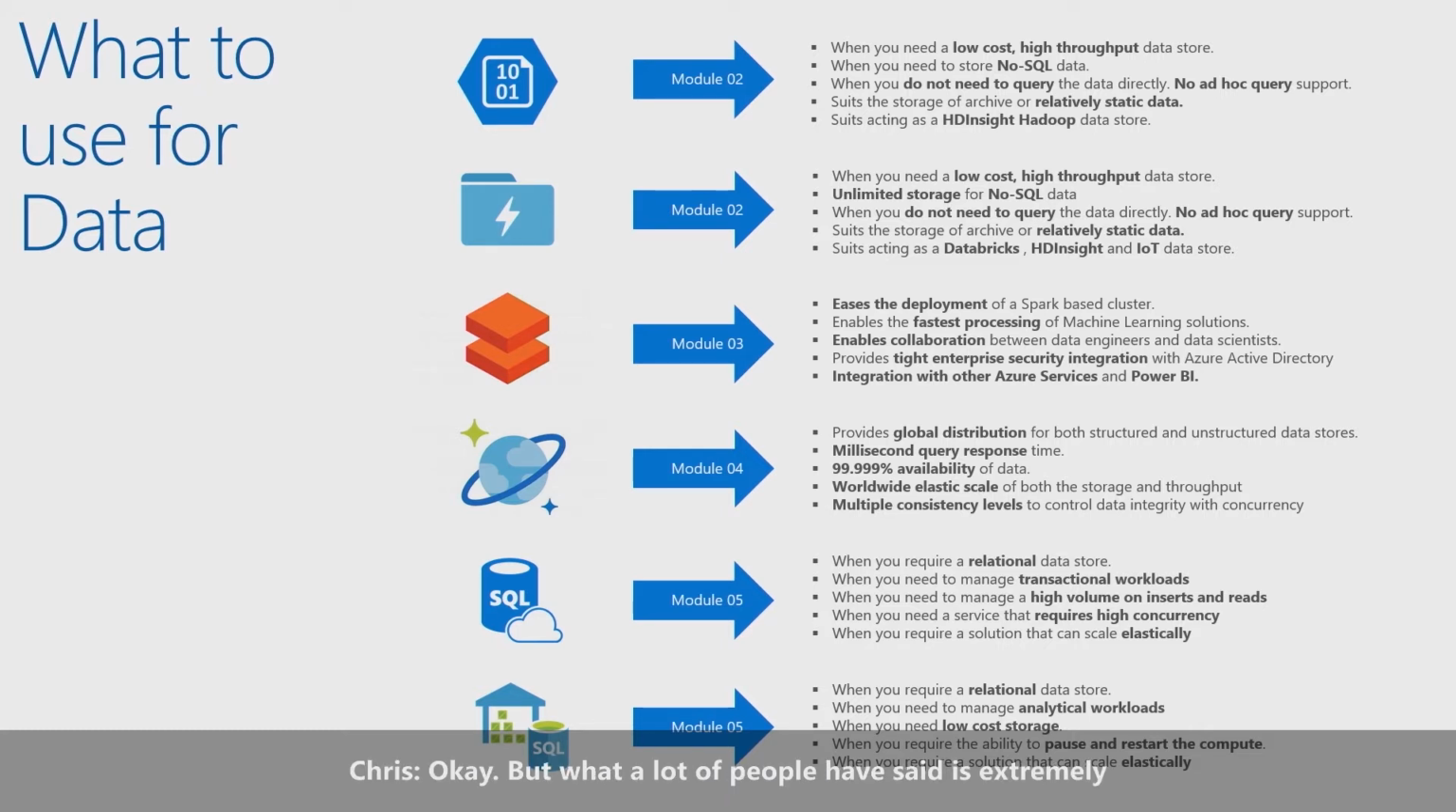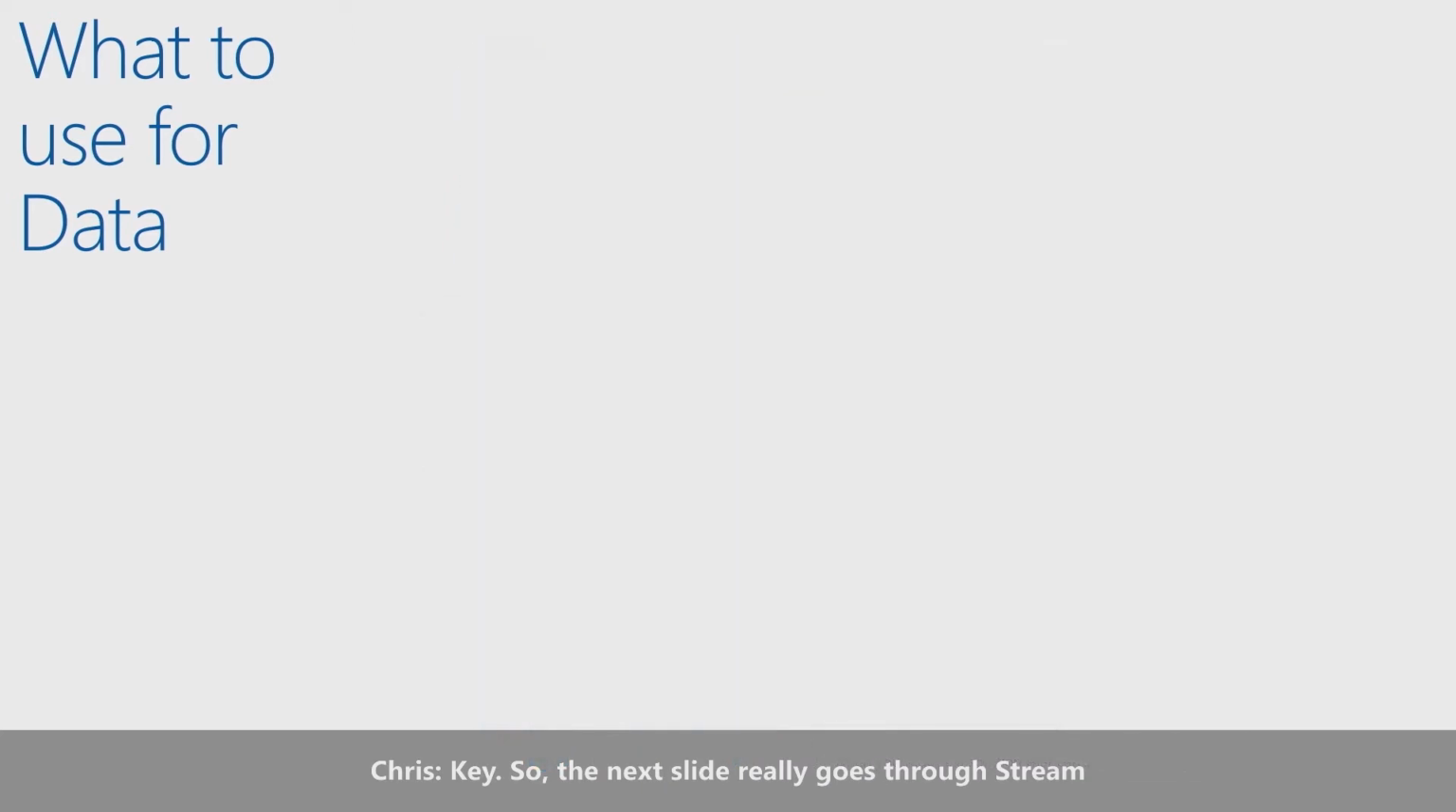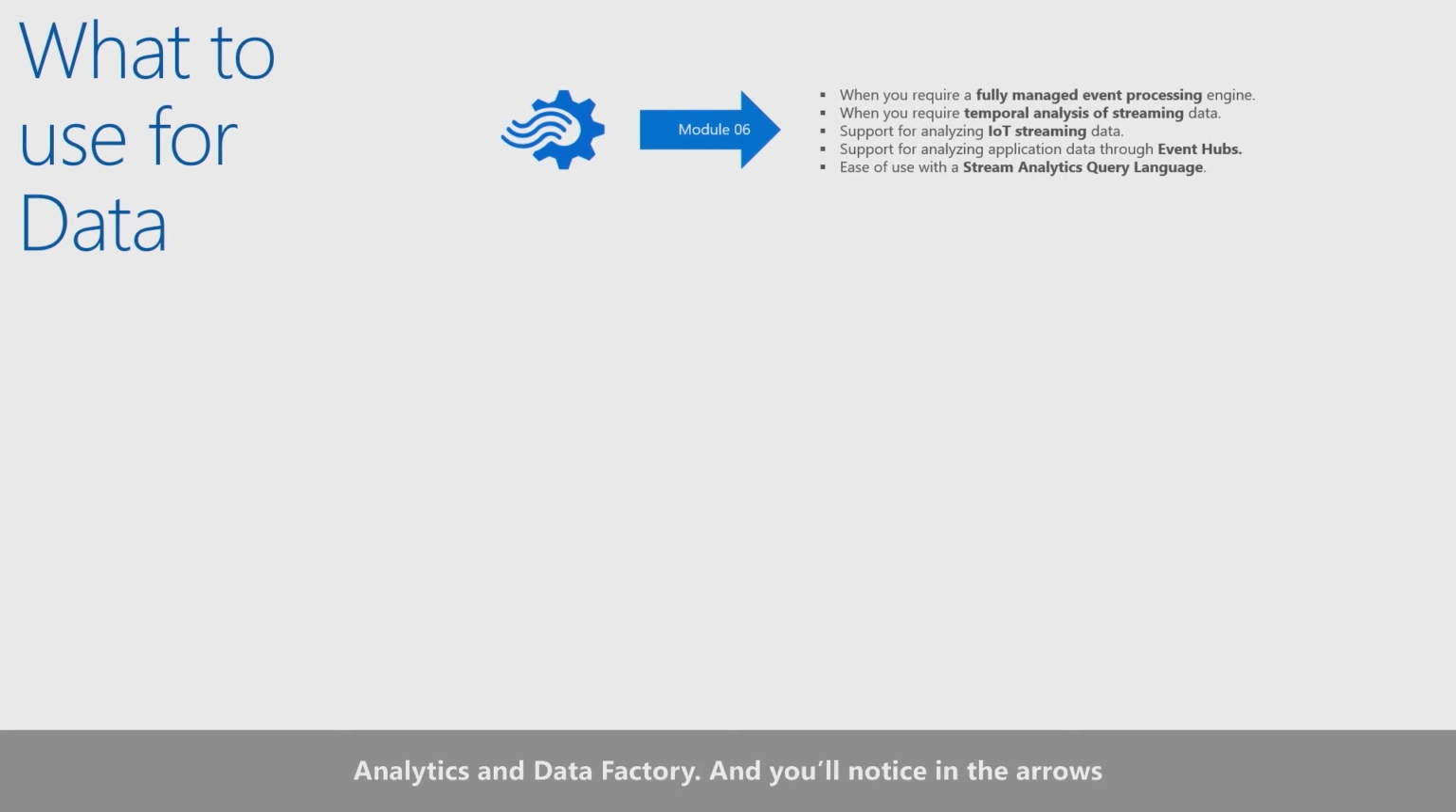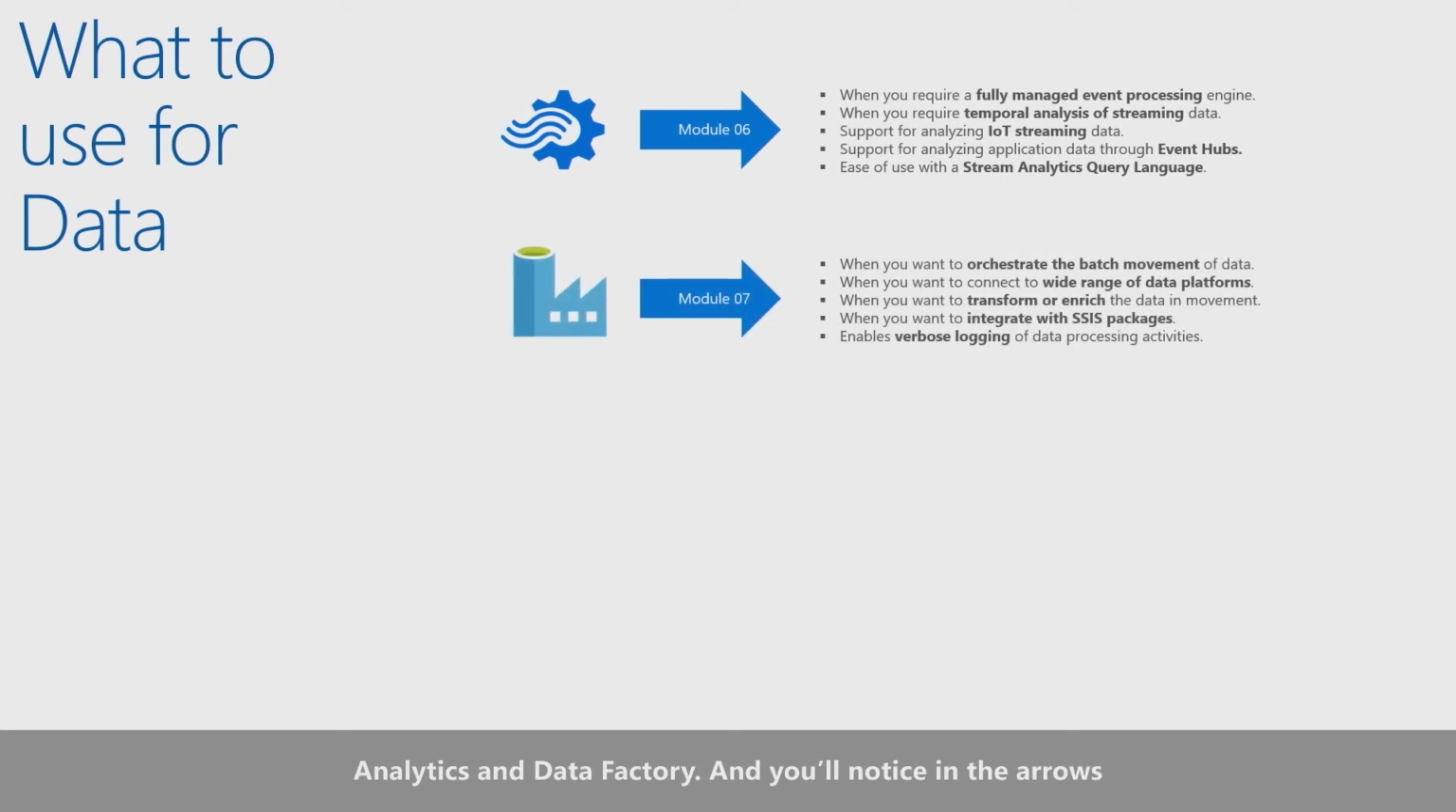Okay. But what a lot of people have said is extremely beneficial is the 2 slides that you're about to look at. They just love the 5 bullet points with the 5 key points that differentiate each of those technologies, which is key to the exam. Yeah, that makes sense. So the next slide really goes through stream analytics and data factory. And you'll notice in the arrows, we've got which modules they belong to.